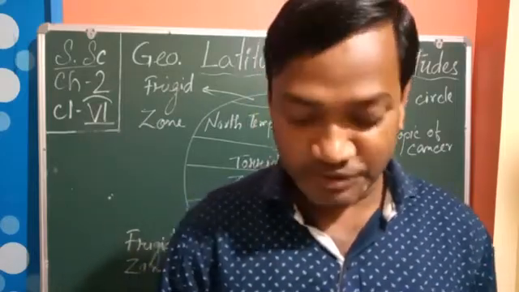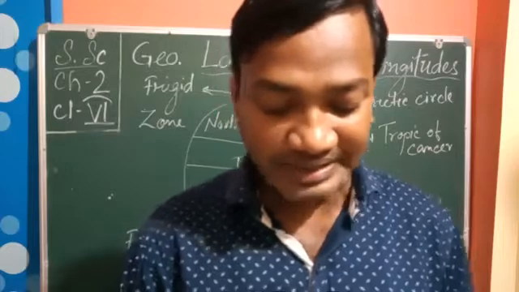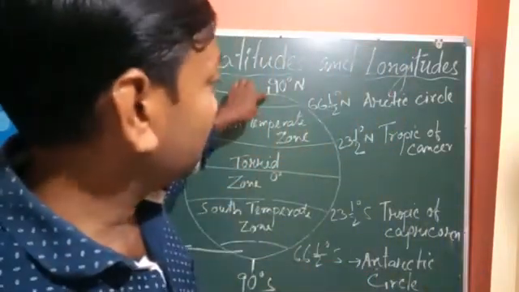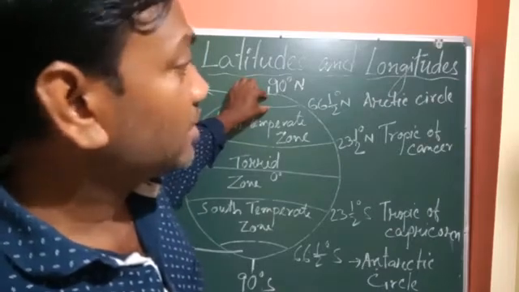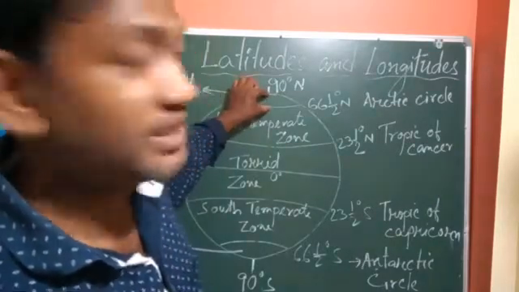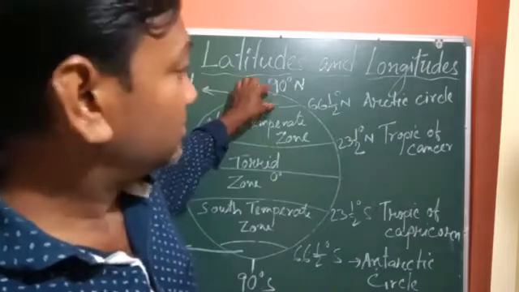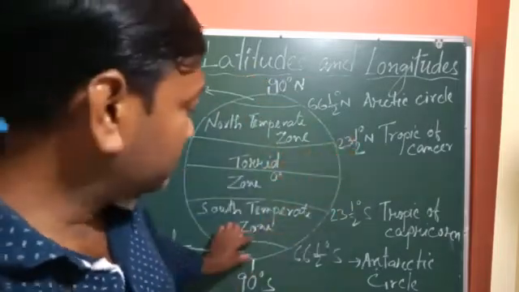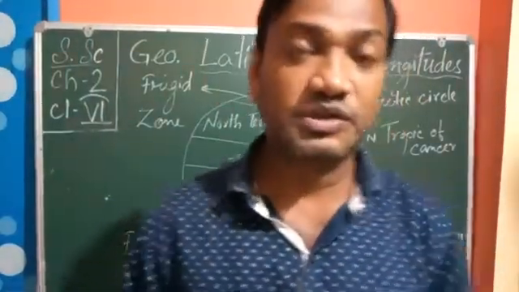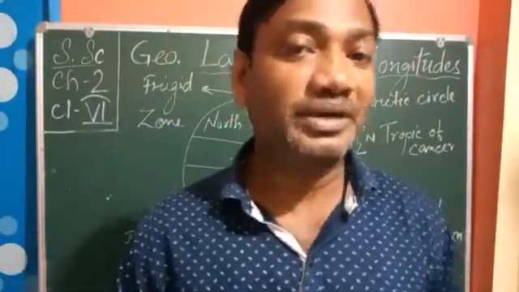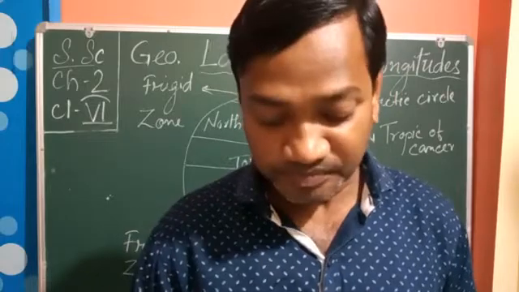The North Frigid Zone lies between the Arctic Circle and the North Pole. So here we find the North Pole, and up to the Arctic Circle, this place is called the North Frigid Zone, and this portion is called the South Frigid Zone. So I think all of you are clear about this.